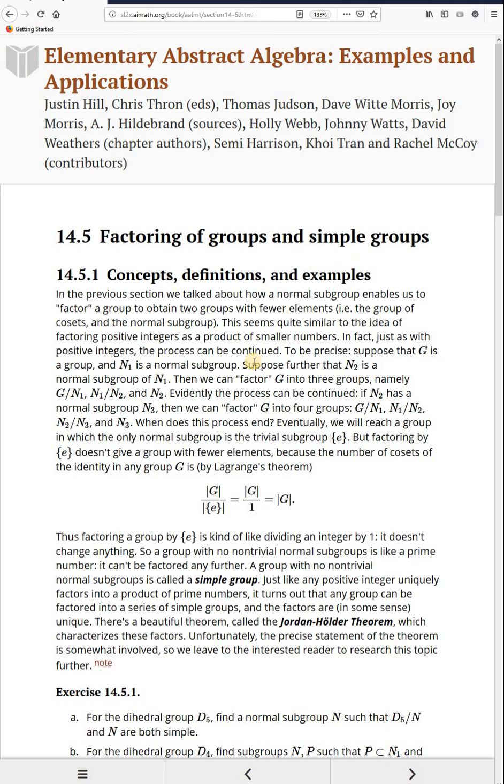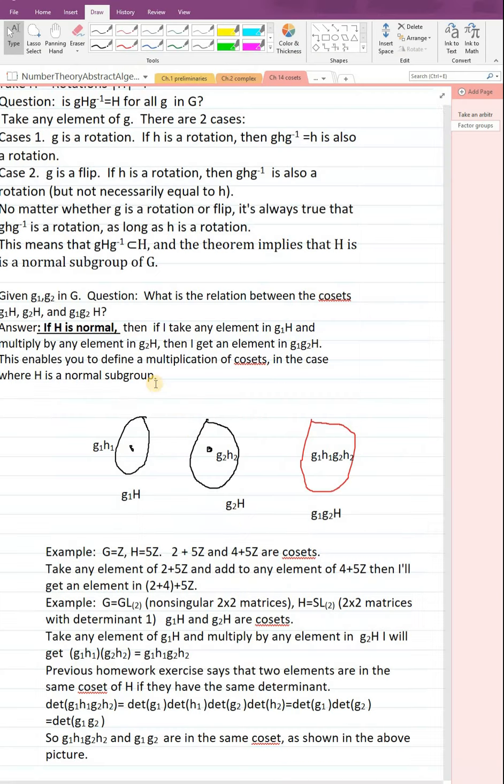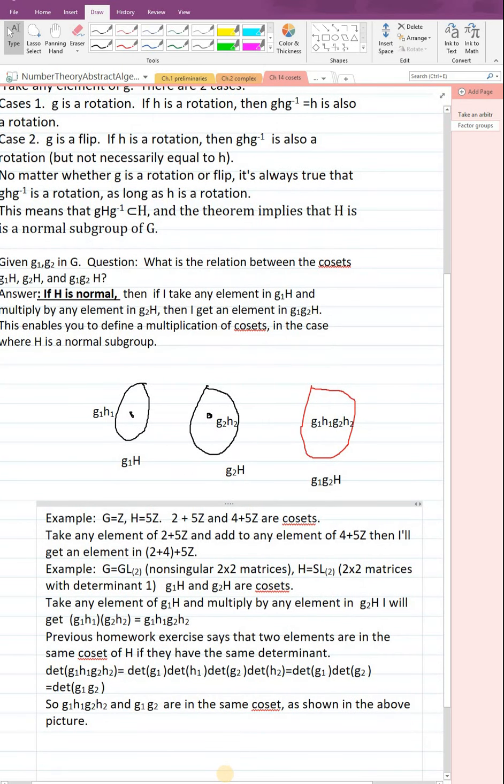Suppose G is a group and N is a normal subgroup. Suppose further that N2 is a normal subgroup of N1. Then we can factor G into three groups, namely G mod N1, N1 over N2, and N2. Let's give an example of factoring groups. For instance, I could take Z mod 12, say.